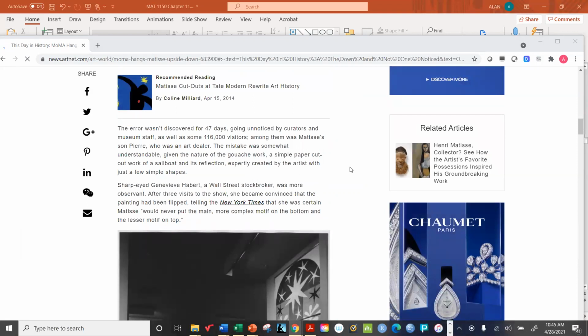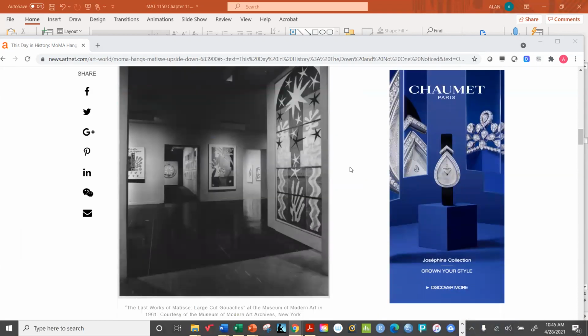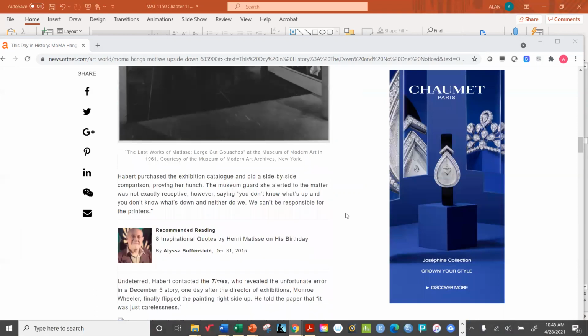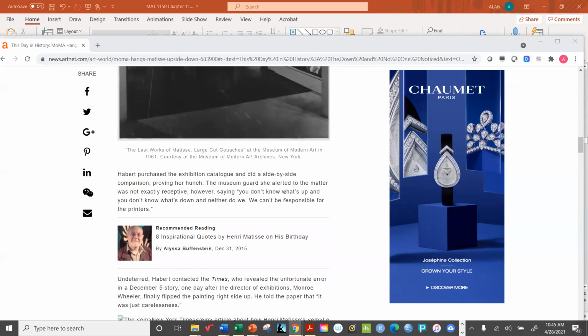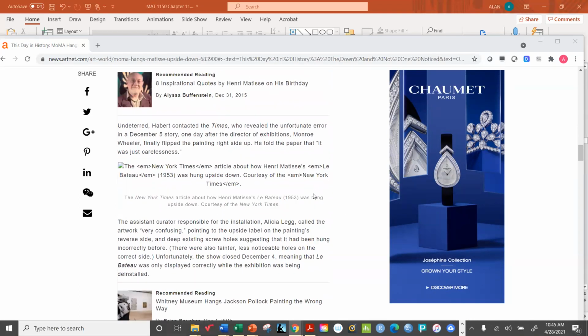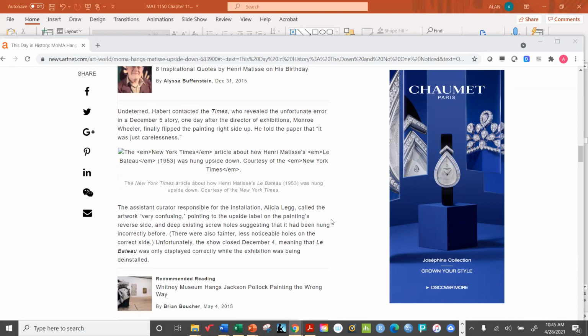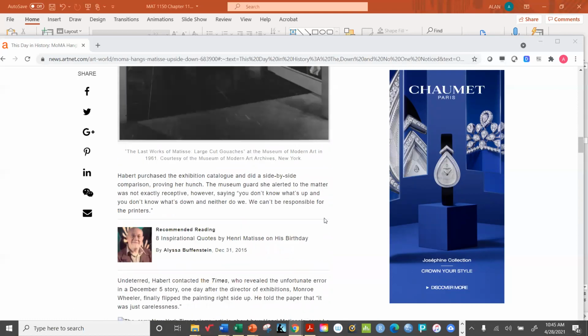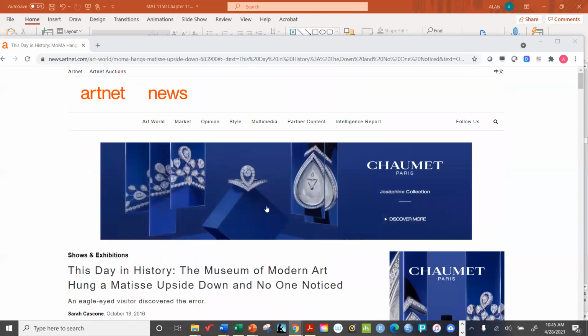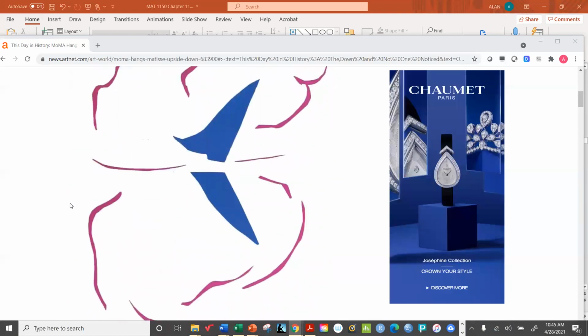After 3 visits to the show, she became convinced that the painting had been flipped. And so she bought an exhibition catalog and did a side-by-side comparison. And wow, she told one of the guards, he said, well, we don't know what's up and down. Then she called the New York Times. Well, that was the right thing to do, to get it into the press. Wow. It's so hilarious when all these so-called experts, they think they know everything. And all of a sudden, look at that.